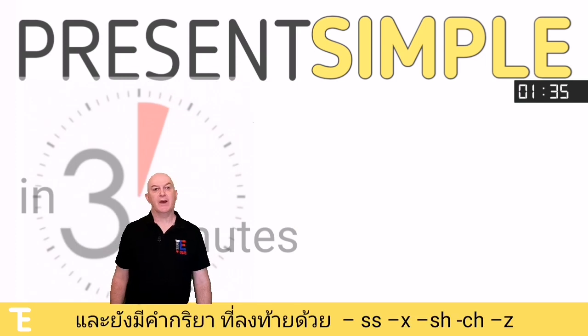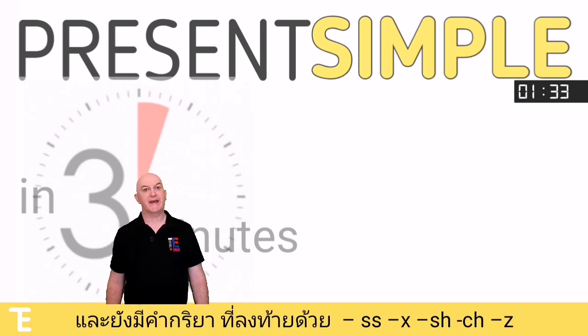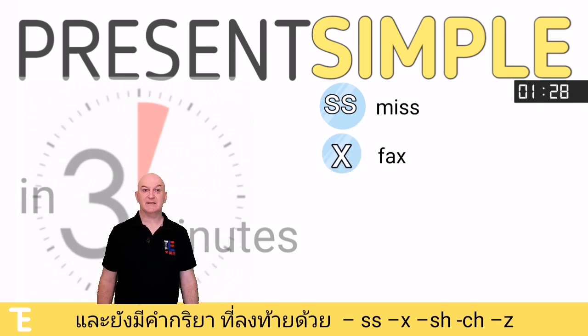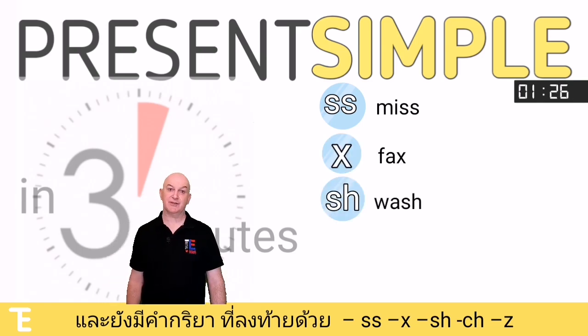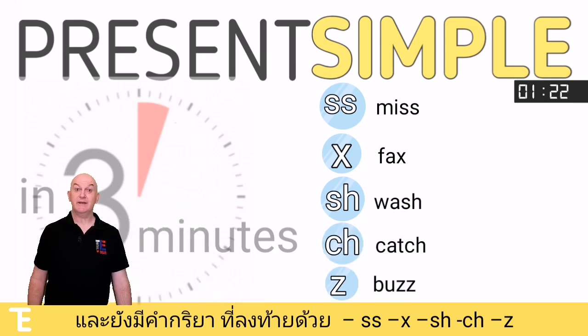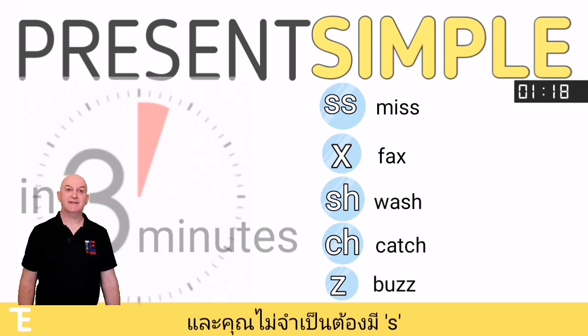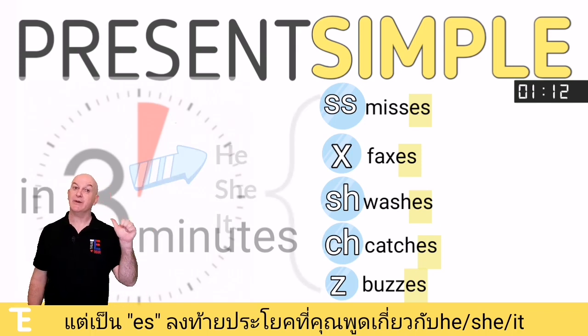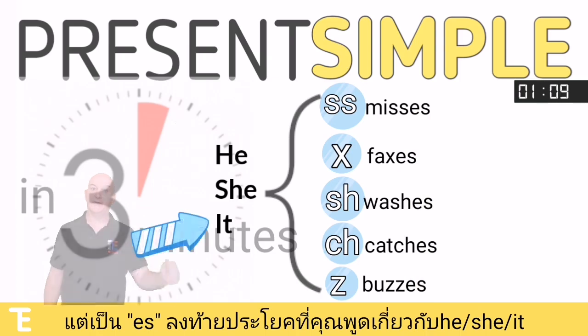And also any original verbs that end with SS or with X or with SH or CH or Z, then you don't just add S, you have to add ES to the end when you are speaking about he or she or it.